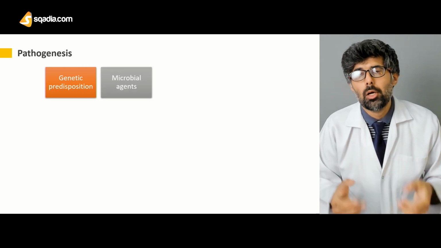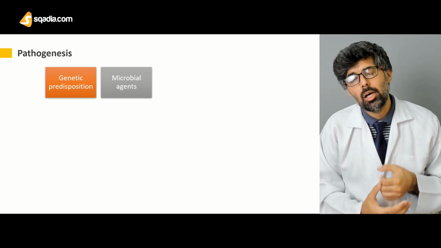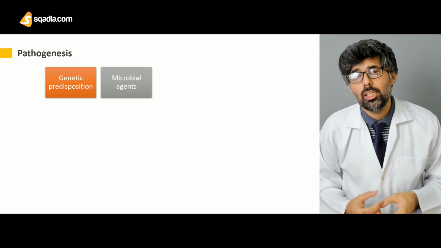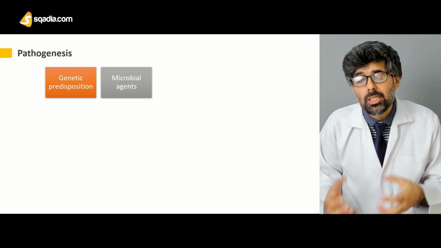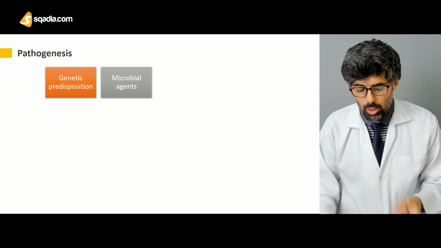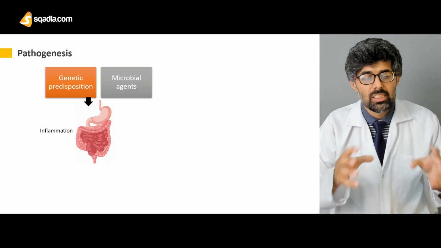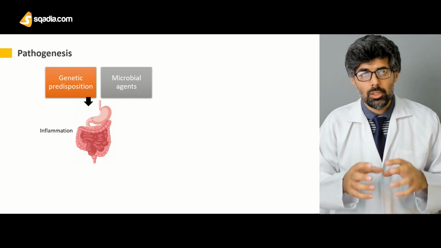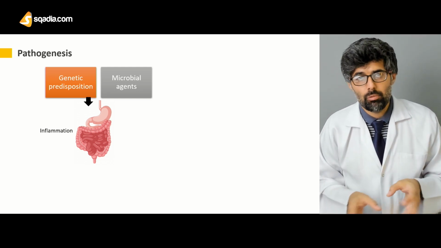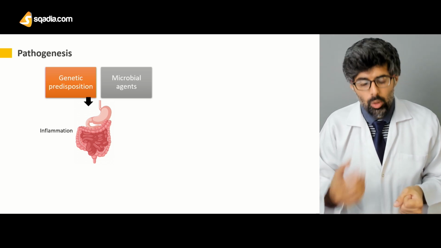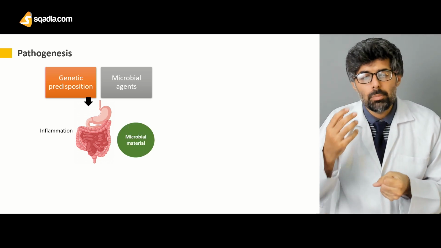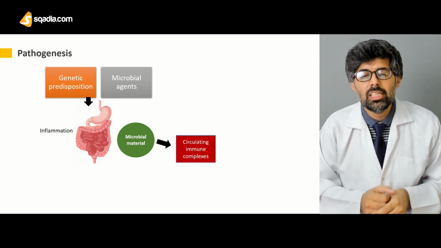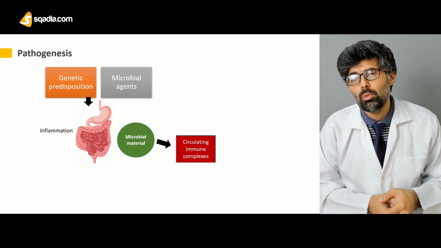Next, we have the microbial agents. Now, there are certain microbial agents such as Salmonella or Shigella that can give rise to inflammation in the gut, especially the colonic area. Now, whenever that happens, this inflammation can give rise to a variety of symptoms. Now, if only the colon is involved or inflamed, then because of the microbial agents circulating in the blood, we have an increased amount of circulating immune complexes.